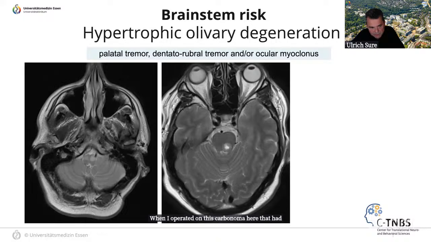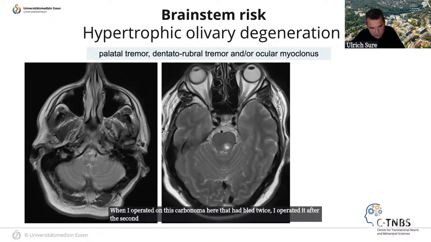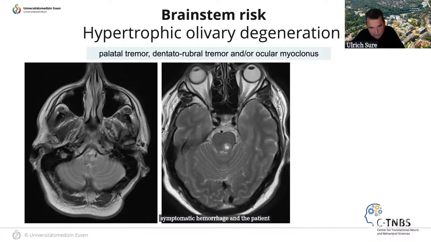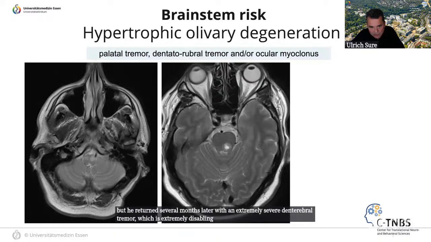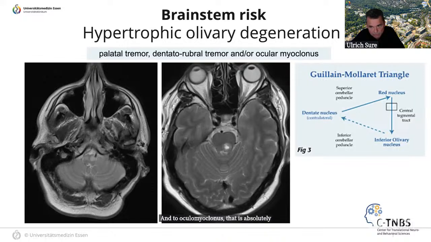I operated it after the second symptomatic hemorrhage, and the patient went home fine, very fine, but he returned several months later with an extremely severe dentorubral tremor, which is extremely disabling, and an ocular myoclonus that is absolutely problematic. And why that? Why does that happen?